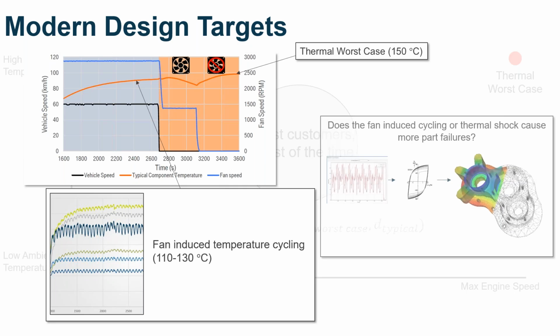The question then becomes, which one of those two conditions actually causes that part failure? Does that fan-induced temperature cycling cause more damage than the thermal shock caused at the very end? And the only way to know that is to do these transient tests, characterize the temperature profile, reduce that to a cyclic cycle, and then apply that to a structural model and compare that to the peak excursion temperature stress and determine which one of those two conditions is going to cause the most likely failure.